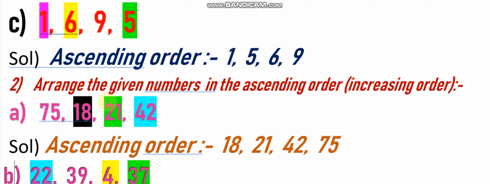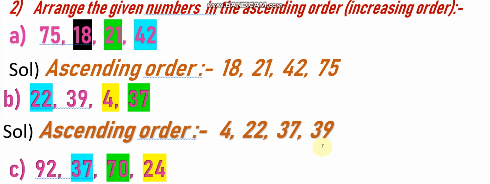So make a round 21. You write here 21 after 18. Then remaining two numbers are there. What are they? 75 and 42. Okay, what are the tens place digits here? 7 and 4. Which is the smallest number, 7 or 4? 4. Make it round to 42. Then write here after 21, 42. Then last number is 75. Write here 75. It is the ascending order of the given numbers.